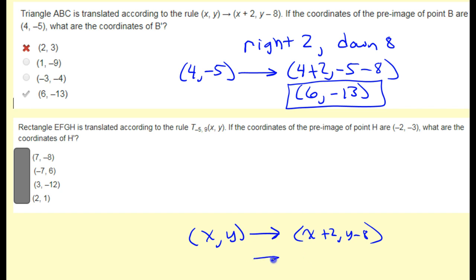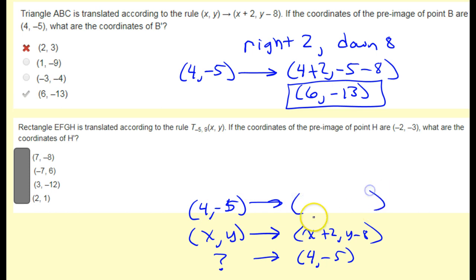If they give us the image, like if they gave us 4 comma negative 5, and they ask us for the pre-image, that's when we work backwards. That's when we would subtract 2 and add 8. But if they give us instead the pre-image, if they give us 4 comma negative 5 as the original point and we're supposed to find the new point, it's just normal. Add 2, subtract 8.